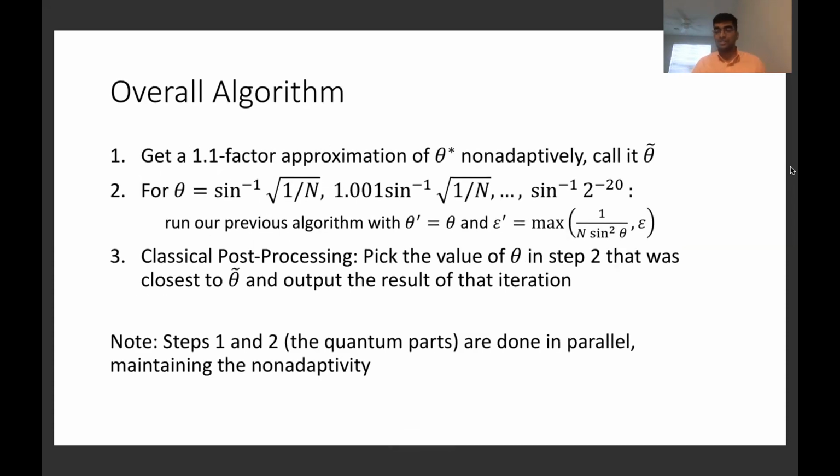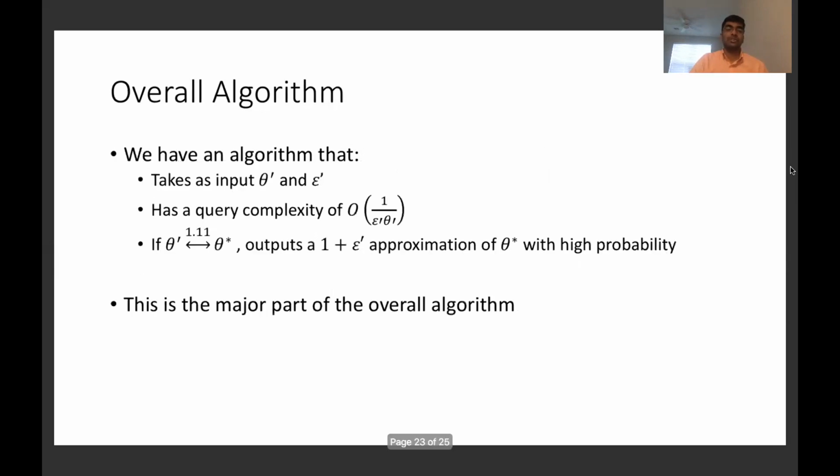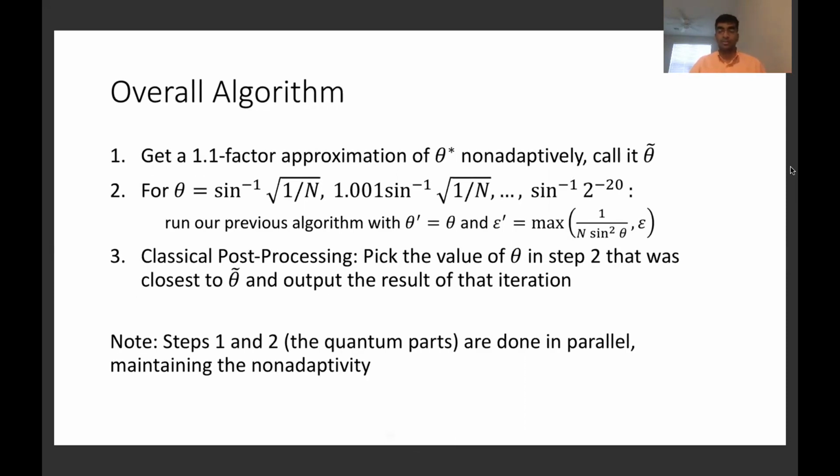The overall algorithm, in its first step, gets a 1.1 factor approximation of theta star, call it theta tilde. In the second step, it considers all possible theta prime values with which it can run this algorithm that assumes theta prime is within a constant factor of theta star. It just runs that algorithm for all those possible values of theta prime. This turns out to be okay in terms of query complexity because we can make the values of theta prime that we try out geometrically increasing. Also note that we can do step 1 and step 2 in parallel, so we maintain the non-adaptivity.